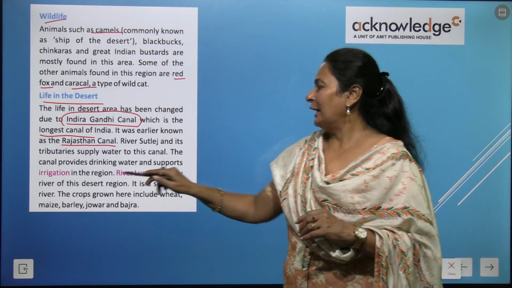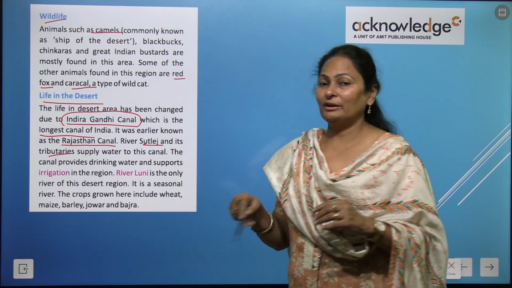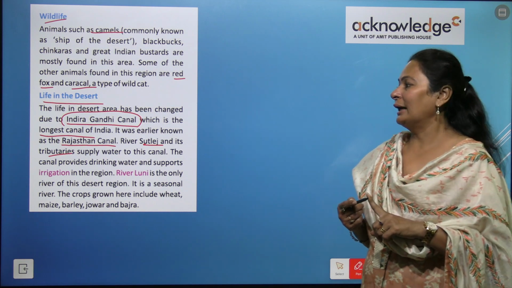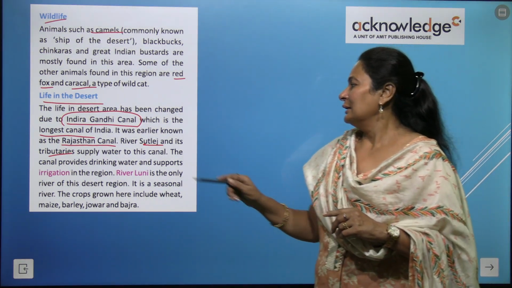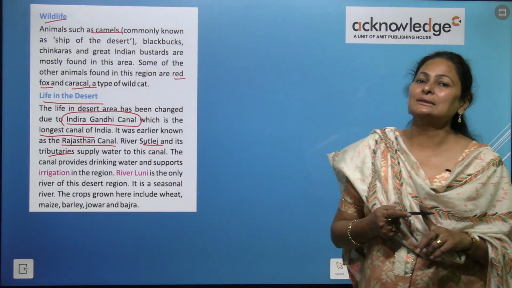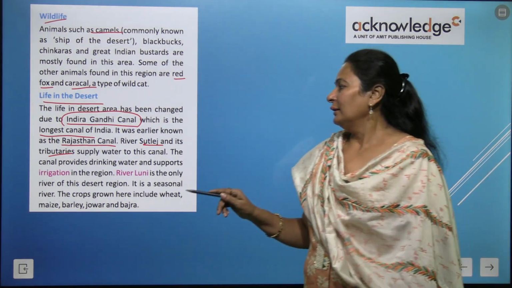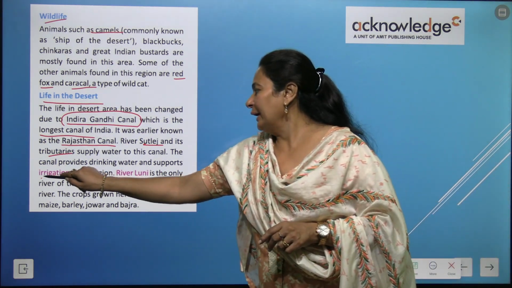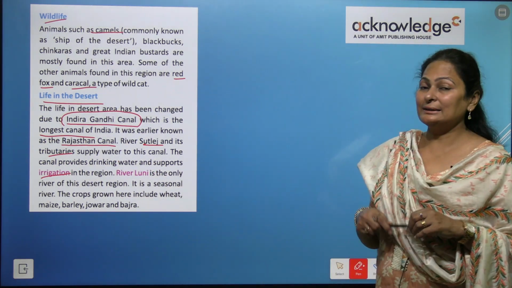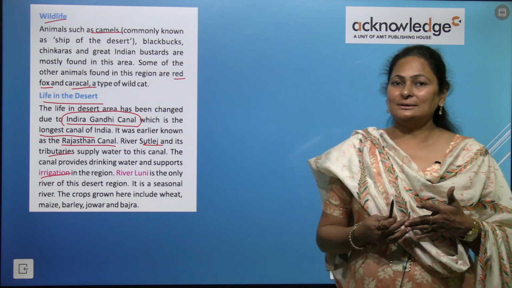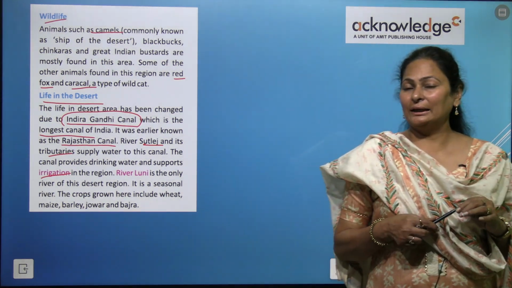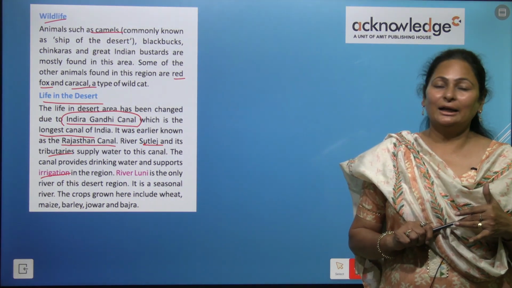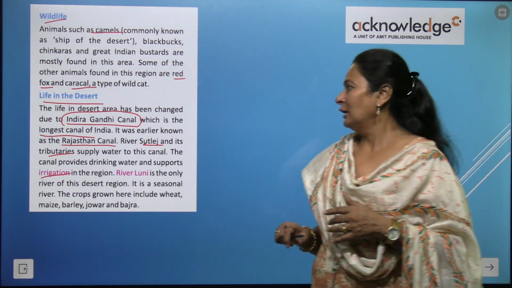The River Satluj and its tributaries, we have learned the Satluj River basin. So the River Satluj and its tributaries supply water to this canal, right? The canal provides drinking water and supports irrigation in this desert region. It receives very little rainfall, right? So this canal changed the life of the people of this region, right?